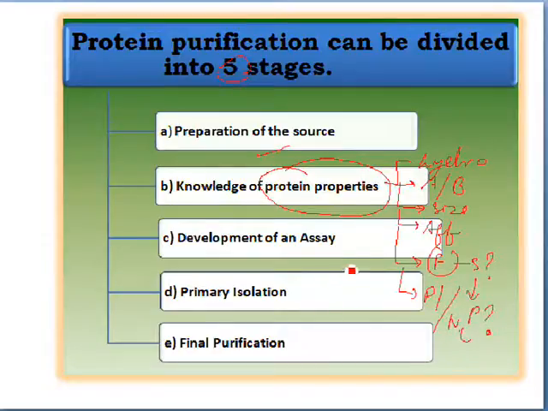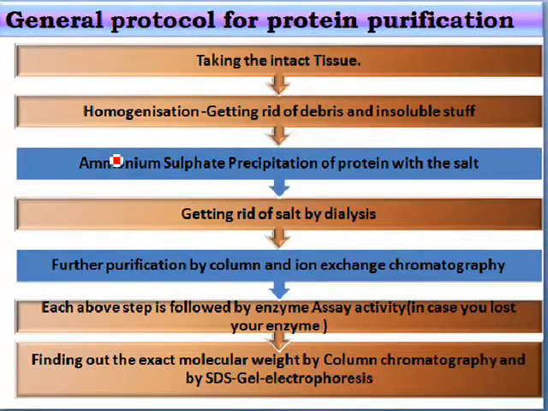The above information will definitely help us to develop an assay. For protein, our task becomes easy to characterize. In case of enzyme, we can easily proceed to determine enzyme activity, specific activity, fold purification, etc. Here we can see the primary isolation means homogenization of tissue, and after that ammonium sulfate precipitation and dialysis. Final purification includes chromatographic techniques.